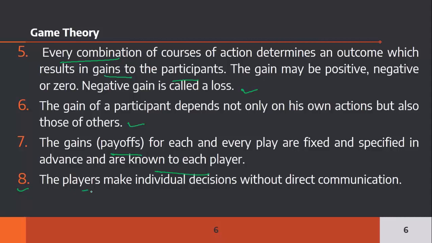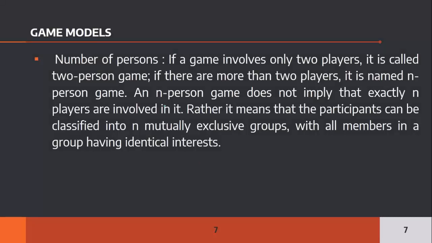And the last characteristic is that the players make individual decisions without direct communication. So these are some assumptions, or characteristics, that should be followed while using game theory. Now we will see certain game models which are generally used in such situations.